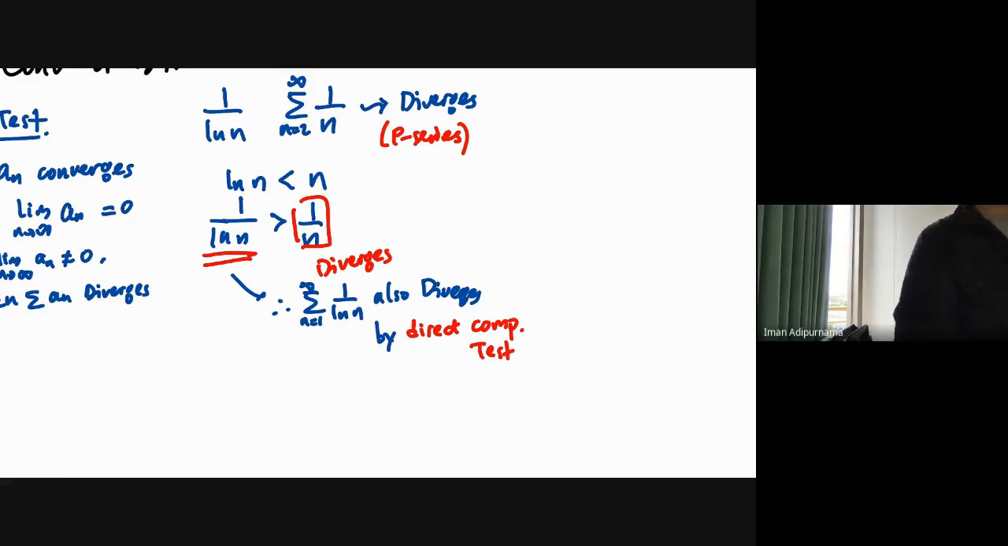Because the question is only asking whether it converges or diverges, you don't really need to find the value. You just need to find the proof. Okay, with some assumptions, it is also okay. If you want to start with some assumption, and then you prove that the assumption is correct, that's still okay.